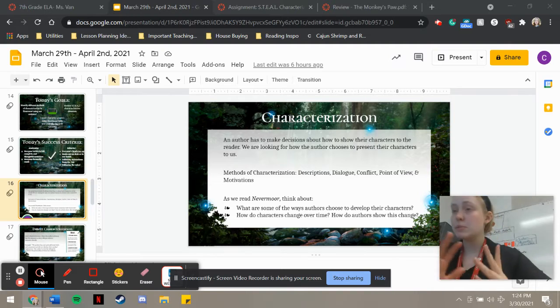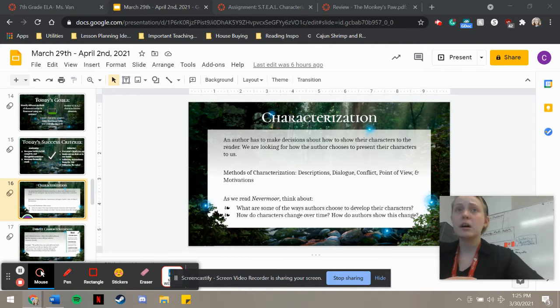In this case here, we're looking at characterization and some of the specific ways that authors use that in the story, The Monkey's Paw, which is a story that we've been reading for the past 2 weeks. Some of the ways that authors will develop their characters is they'll give descriptions of the characters. They'll have dialogue to show the characters' personalities and interactions between each other. They'll show conflict between each of the characters. They might discuss the characters' points of view of the world and their motivations as well.